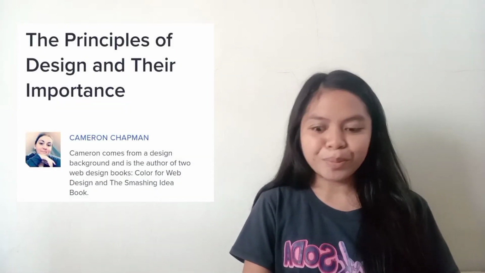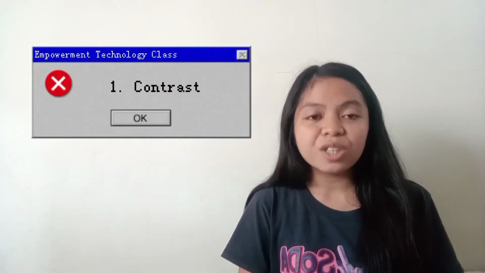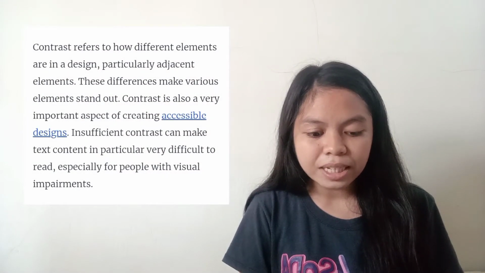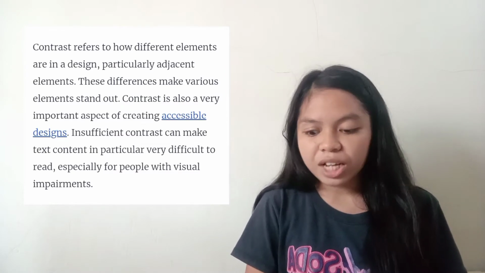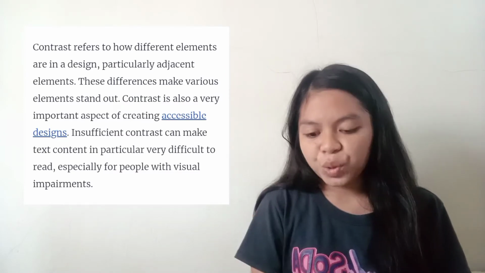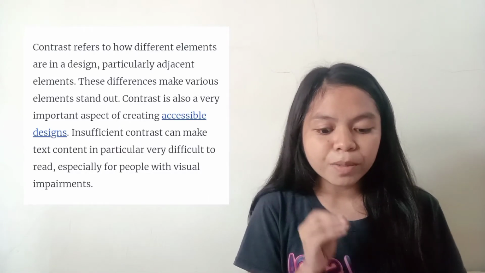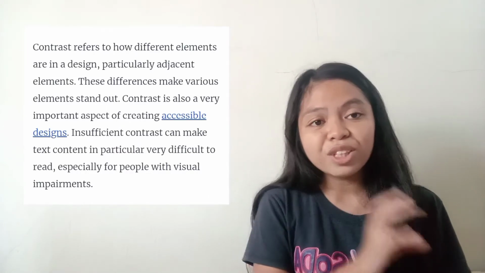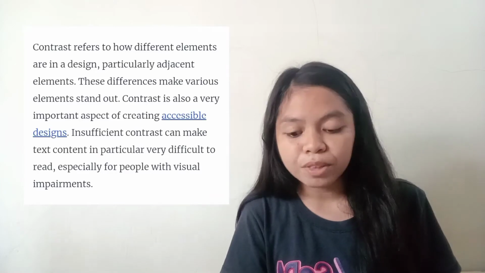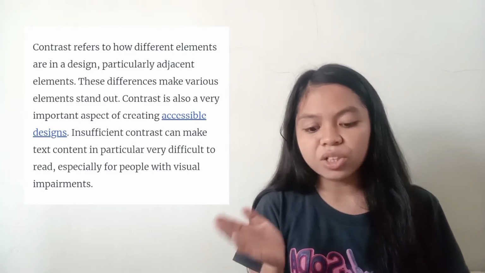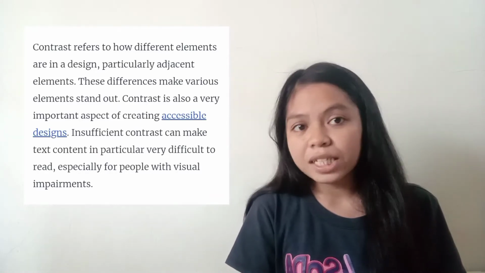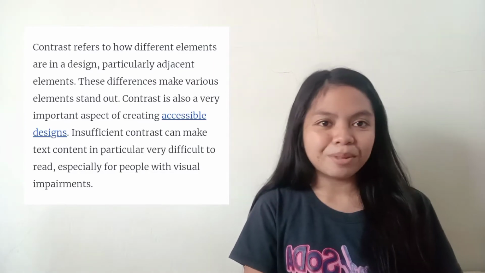Now let's go back to the principles of design and their importance. The first basic design principle is contrast. It refers to how different elements in a design, particularly adjacent elements, interact with one another. Insufficient contrast can make text content very difficult to read, especially for people with visual impairments. Contrast is a very important aspect of creating accessible designs.